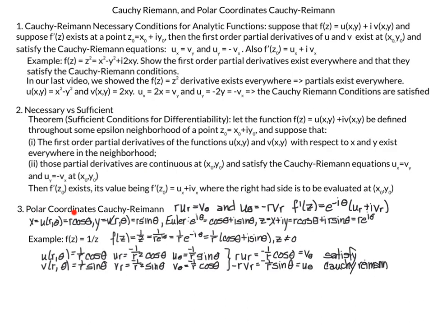Our last topic is the polar coordinate form of the Cauchy-Riemann conditions, and here are the conditions. u_r is equal to (1/r) v_theta, and u_theta is equal to negative r v_r. And here's our formula for the derivative written in exponential form for our complex number. I have the polar coordinate form of Cauchy-Riemann rewritten here for your reference.